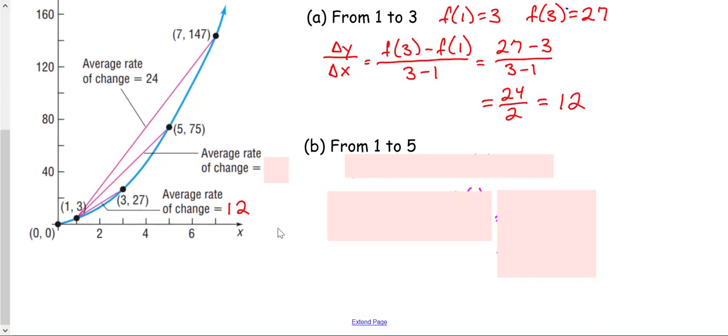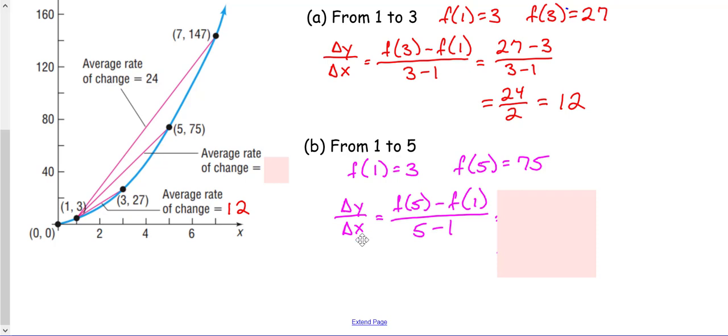So let's look at b. b wants to know from 1 to 5. We know that f of 1 equals 3. Go over to 5 and up: f of 5 equals 75. Plug it into our average rate of change equation. So f of 5 minus f of 1 over 5 minus 1 will give us a rate of change of 18.